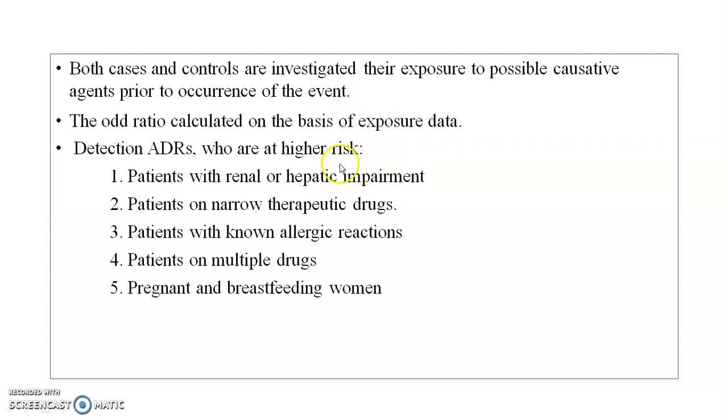Then we need to detect patients who are at a higher risk of ADRs. Some patients are at very high risk of developing ADRs, for example, patients with renal and hepatic impairment, patients on narrow therapeutic index drugs, patients with known allergic reactions, patients on multiple drugs, and patients who are breastfeeding or pregnant. So it is one's duty to identify those patients, including patients on polypharmacy, to detect ADRs.